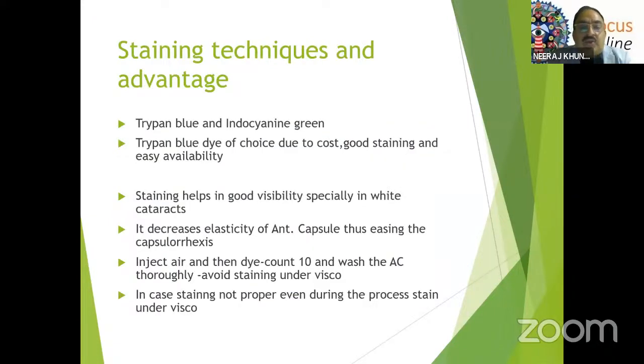So then coming to staining techniques and their advantages, trypan blue and indocyanine green. Trypan blue dye is of choice due to cost, good staining, and easy availability. Staining helps in good visibility, especially in white cataracts. It decreases elasticity of the anterior capsule and thus eases the capsulorhexis. Inject air and then dye. Count 10 and wash the AC thoroughly.